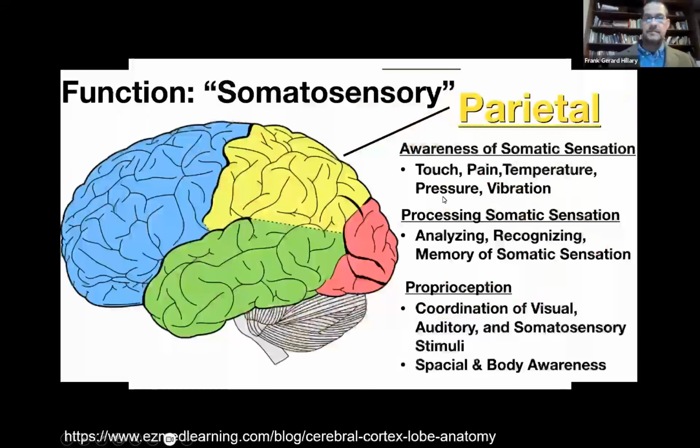The parietal system is involved in awareness of somatosensory information, and that's right here, postcentral gyrus, primary somatosensory cortex, but also analyzing and recognizing memory of somatic sensation. So memories for these sorts of stimuli are also formed. It's responsible for processing that type of information, but also proprioception, or the ability to understand where your body is in space, and also spatial and body awareness. So understanding where things are around you in space and attending to them.